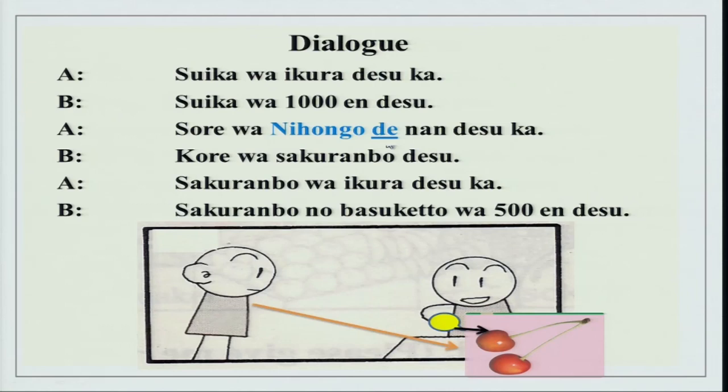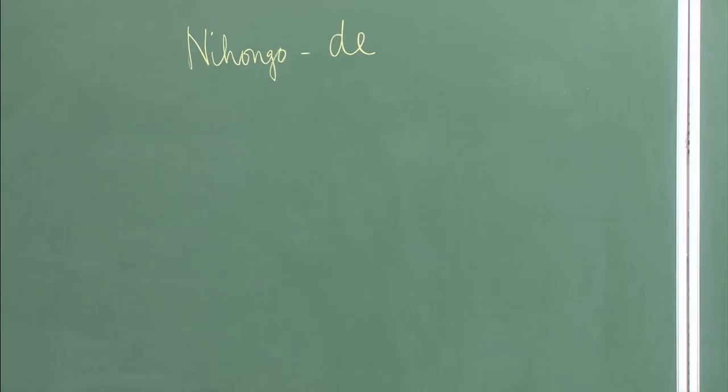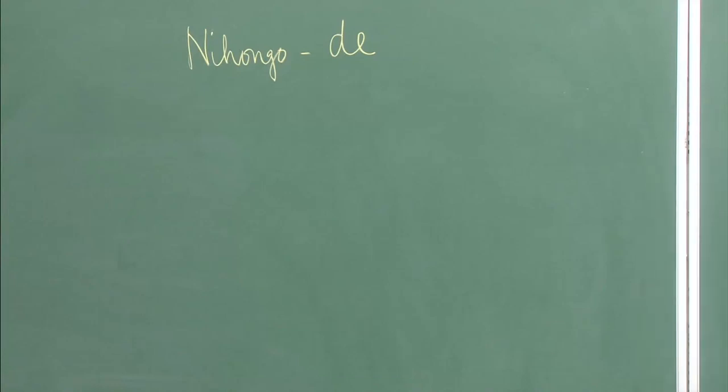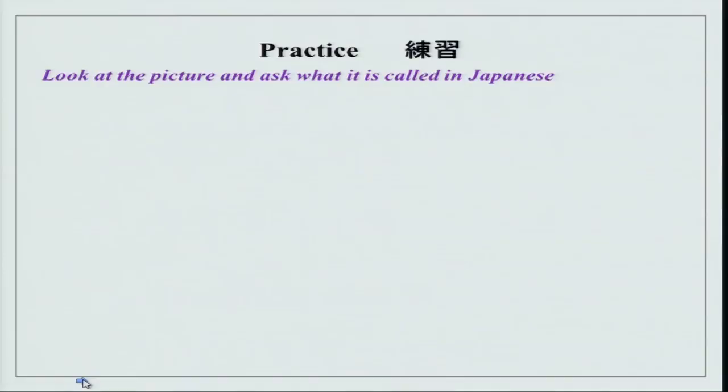So, with particle de, as we are doing now, nihongo de, in Japanese, or eigo de, in English, or hindi go de, nan desu ka? So, what is it called in a certain language? Now, you can practice it over here. Look at the picture and ask what it is called in Japanese.